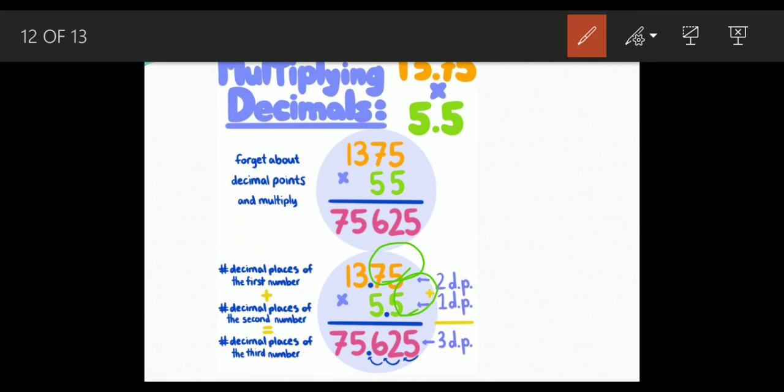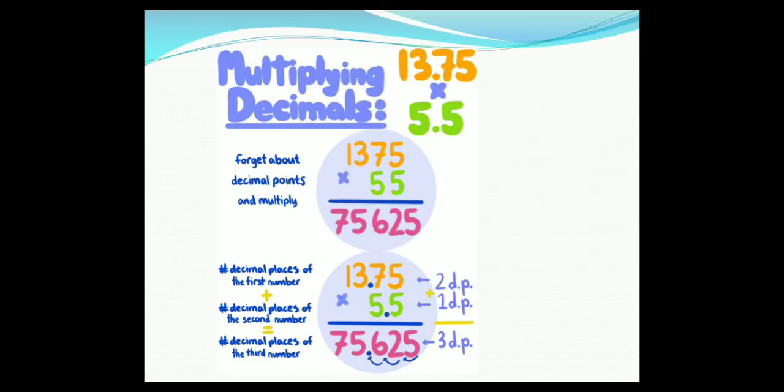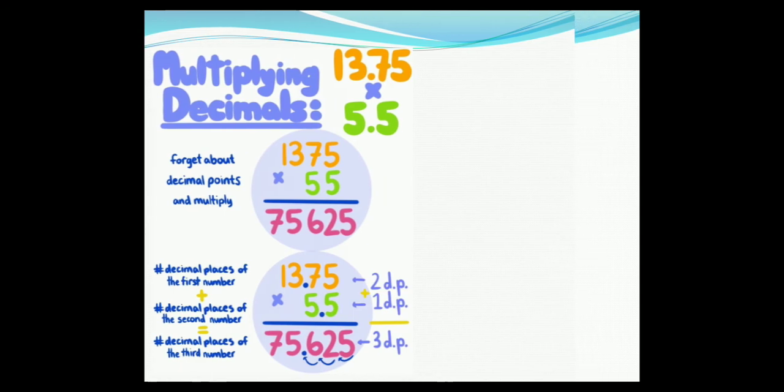So 2 plus 1 is how much? 3. So before 3 numbers keep the point. So before 6 I'll keep the point. So my answer is 75.625. Clear? So this is how you multiply 2 decimal numbers.